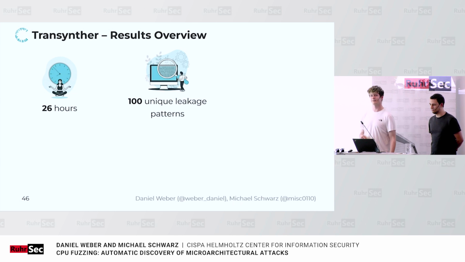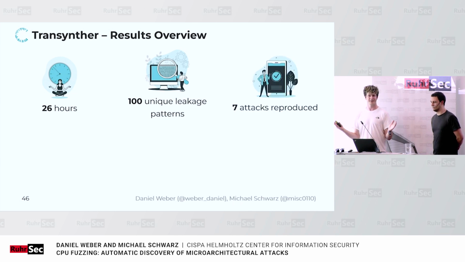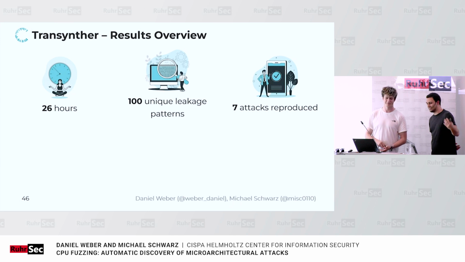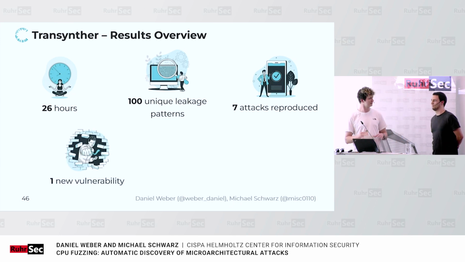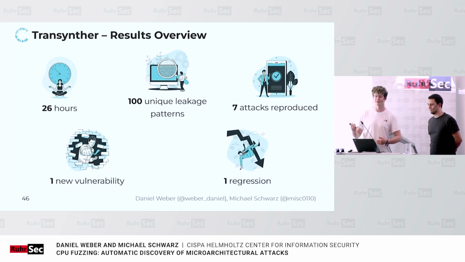Well, the more interesting finds are there. Well, 7 attacks, we could reproduce 7 different attacks, okay? So we can find what we already knew. But to be fair, they are in the initial seed, so. Yeah, right. But there's also one completely new vulnerability. And what is also interesting, one regression bug. So a bug that was claimed to be fixed, and then in later versions, it's there again.